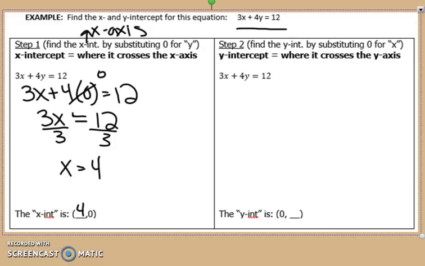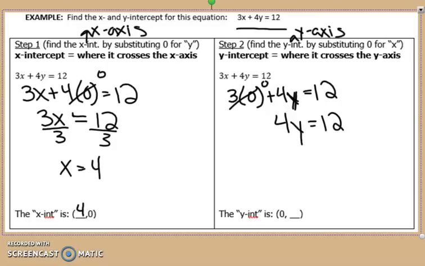Now, if I want to find the y-intercept, again, this is along the y-axis, so I'm going to put in 0 for x. If I go back to my equation, I'm putting 0 in, so 3 times 0 plus 4y equals 12. Well, now I'm going to solve for y. 3 times 0 is 0, so I don't even have to write that. 4y equals 12. If I divide both sides by 4, y is equal to 3.